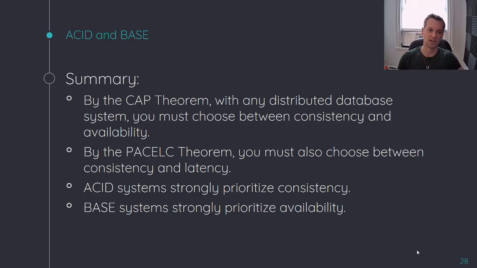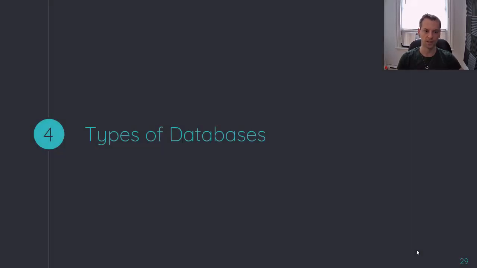So, to summarize, by the CAP theorem, with any distributed database system, you must choose between consistency and availability. And by PACELC, you must choose between consistency and availability in the event of a high latency situation. ACID systems strongly prioritize consistency, and BASE systems strongly prioritize availability.